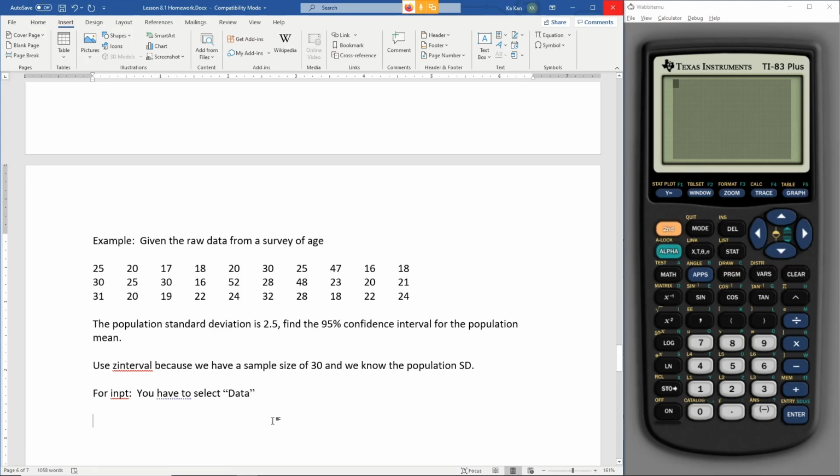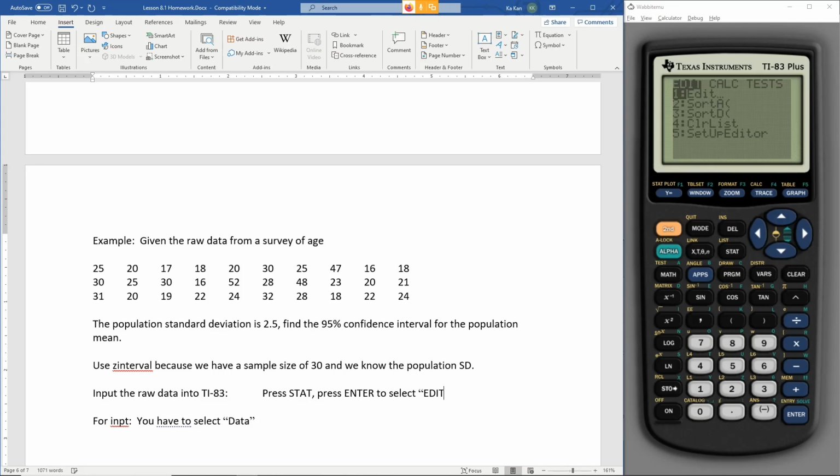For this second mode, we have to input the raw data into the calculator, into the TI immediately. Right? How do we do that? It's the same thing as when you did the one-sample statistic before. Press stat, then hit enter, press enter to select edit, right?